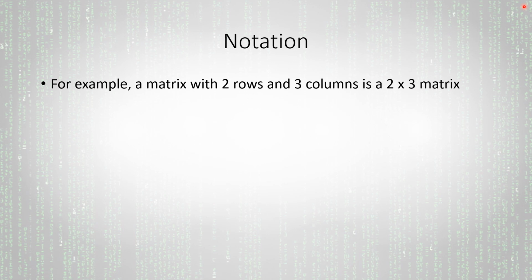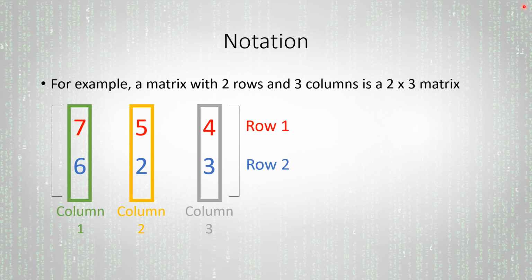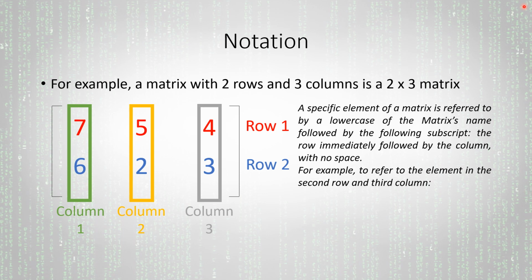And for some more matrix notation, we can look at a 2 by 3 matrix. That means it has two rows, as seen here, and it has three columns, column 1, 2, and 3, as seen here. If you want to refer to a specific element in a matrix, we refer to the lowercase letter representing that matrix, followed by the row, followed by the column. So if you want the element of matrix A at row 2, column 3, which is 3, you refer to it as such. A23 is 3.